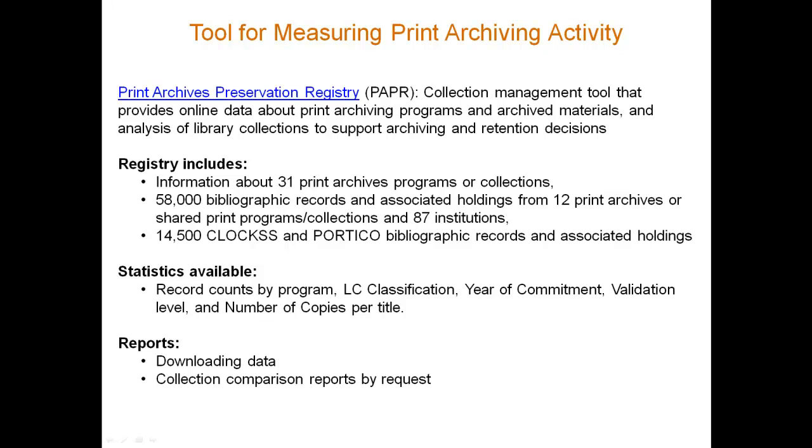So just a little background information. CRL began working with the California Digital Library to develop paper in 2011, and it went live in August 2012. And in the past year, in 2013, we more than doubled the data about titles and holdings that paper includes. Currently the registry includes about 58,000 bibliographic records and their associated holdings from a variety of print archive programs and a large number of institutions. Each program for which we have information in paper does not have associated holdings, but we hope that someday they will.